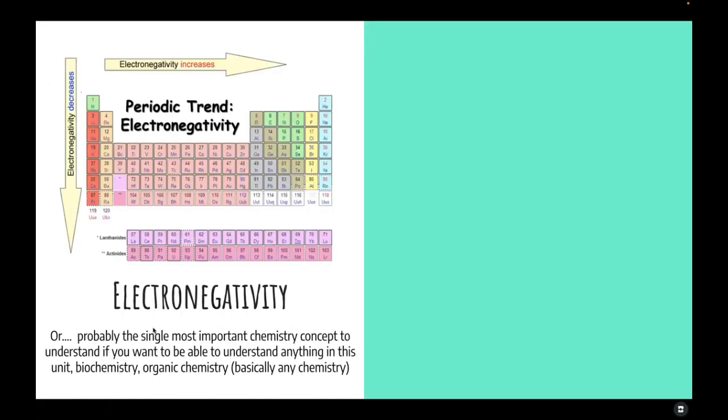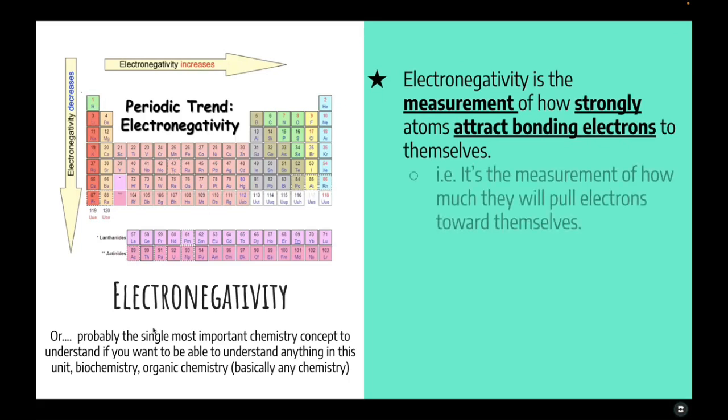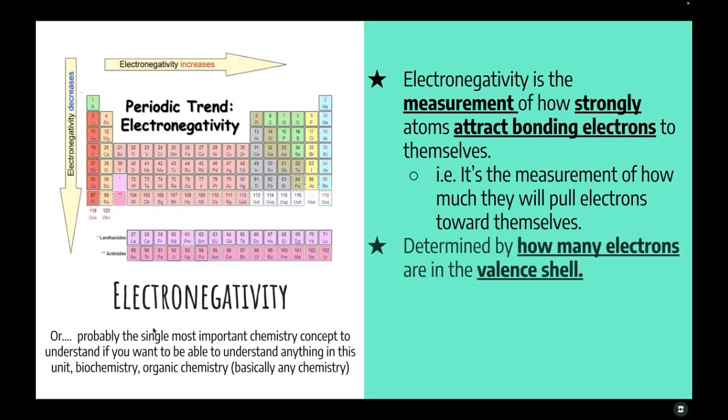All right, let's get into electronegativity, and it's probably going to be the most important chemistry concept for biology. Electronegativity measures how strongly atoms attract electrons to themselves. It's the measurement of how much they will pull electrons towards themselves. You could think of this like electron greed. The most electronegative elements are fluorine, oxygen, and nitrogen. Remember that in order, because it'll help you predict molecular behavior throughout the course.